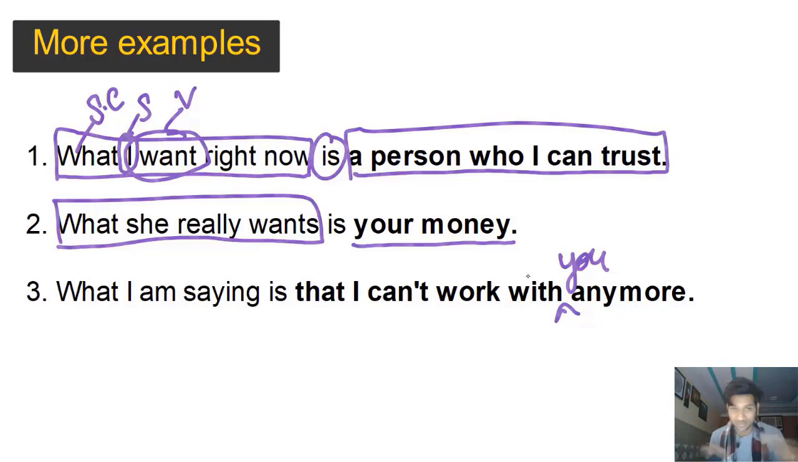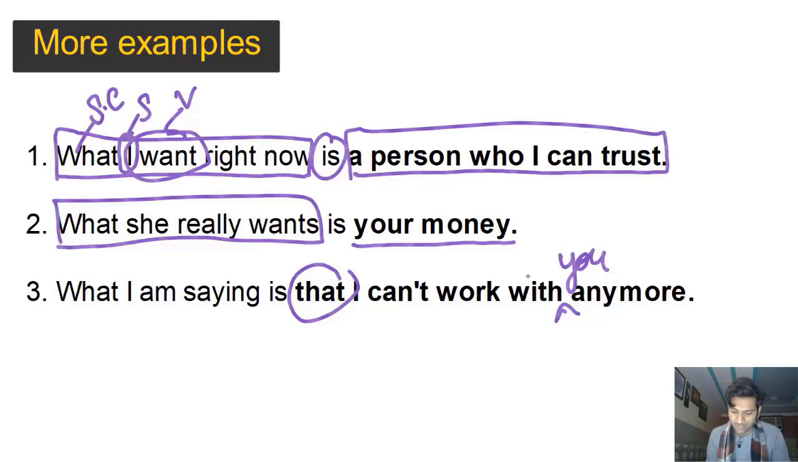And a cleft is, what cleft is? What I'm saying is I cannot work with you anymore. You can drop this conjunction that, right? When it works as the direct object or the subject complement, you can do that. So here it's working as the subject complement. What I'm saying is I can't work with you anymore, or I can't work with you anymore, right?